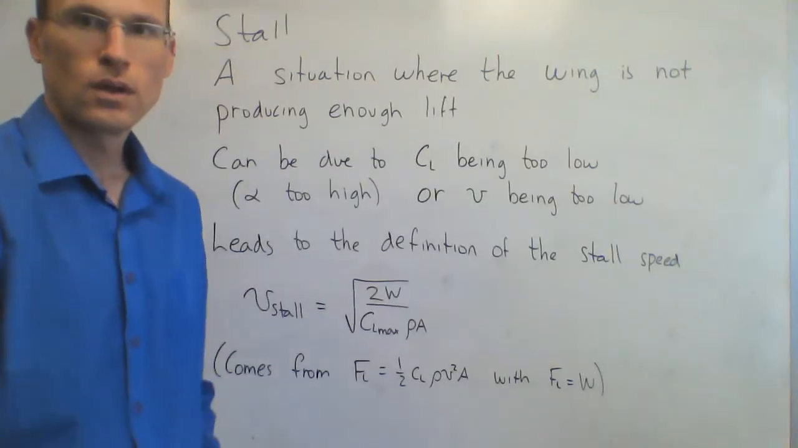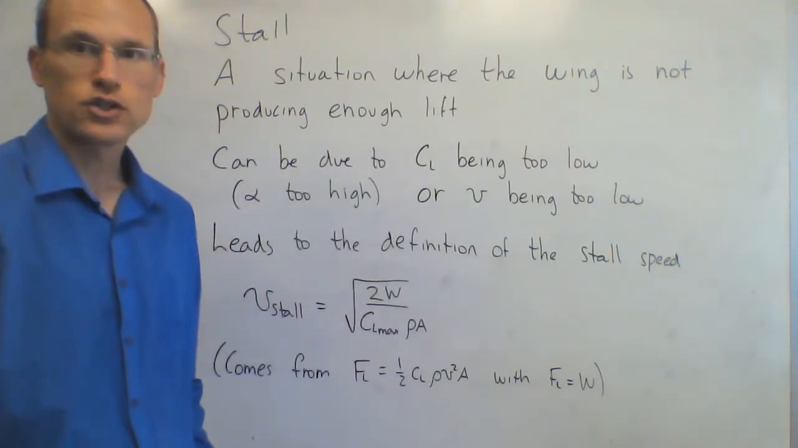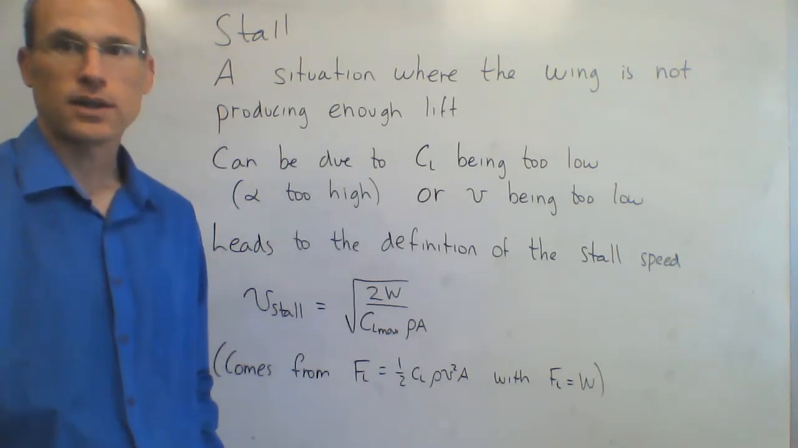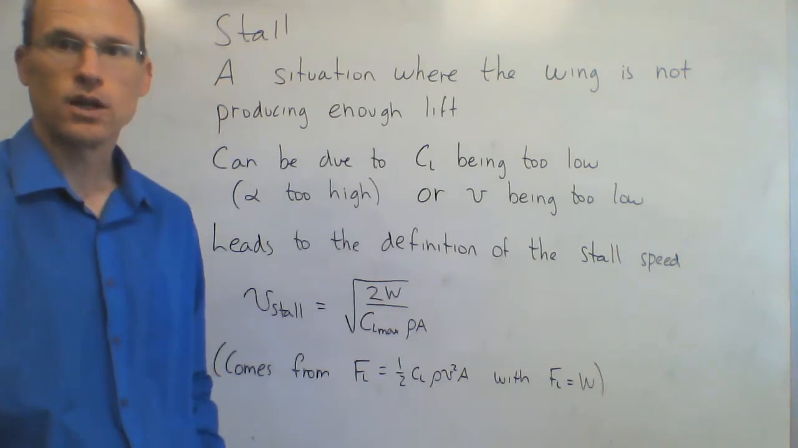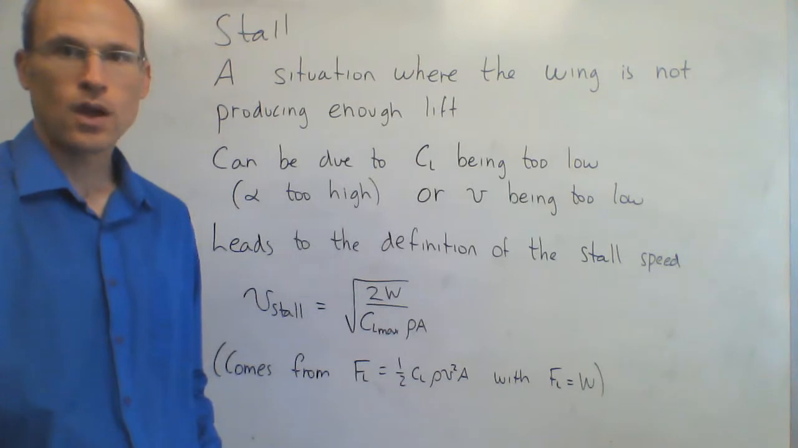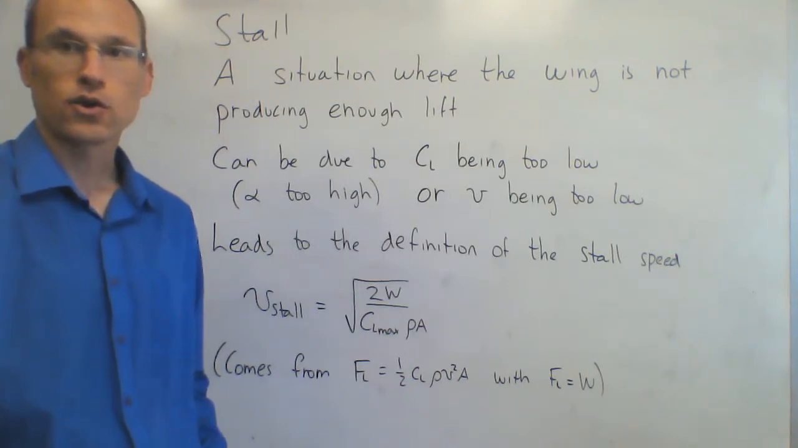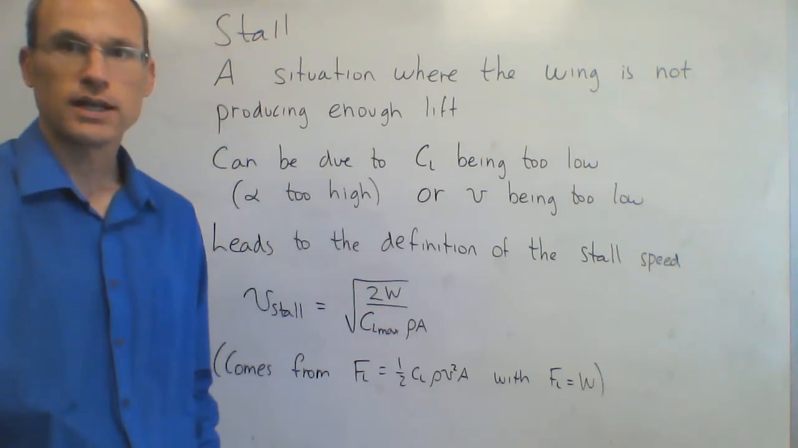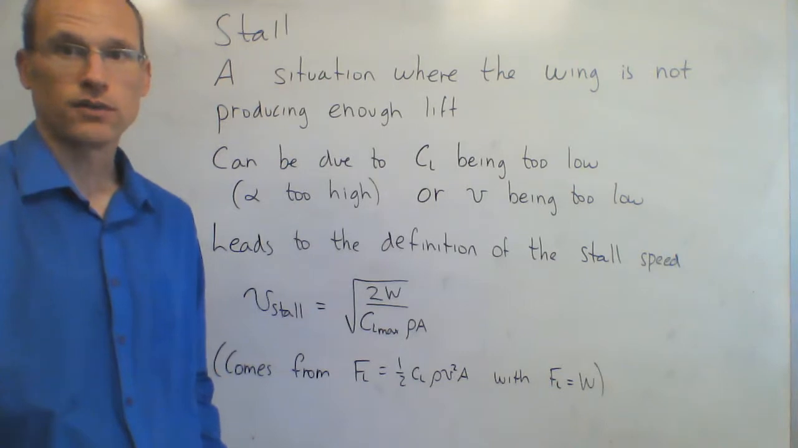So the situation of stall is generally defined to be a situation where the wings are not producing enough lift, and this can be either due to having a CL that's too small. That could happen if my alpha is too big, as we saw in the video, or it can also be because you're not going fast enough, so V is too low, and that situation leads to a definition of a stall speed.